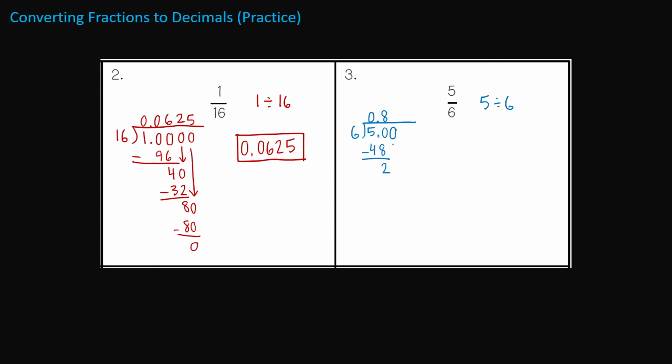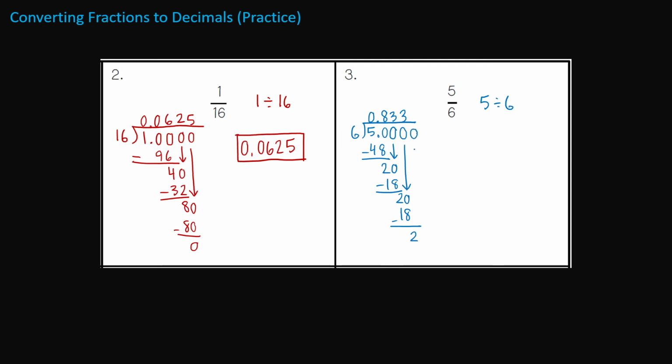Add another 0. Bring it down to the remainder. 6 goes into 23 times. 6 times 3 is 18. Add another 0, bring it down. I think I'm starting to see a pattern here. 6 goes into 23 times. 6 times 3 is 18. And we subtract, and we get another 2.